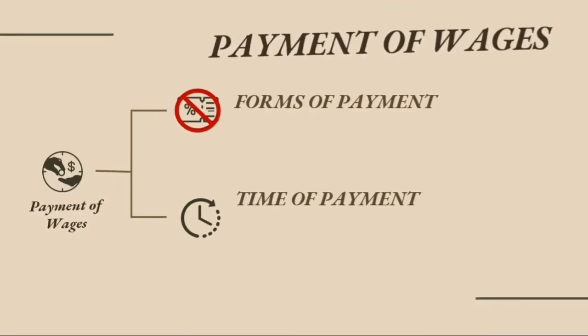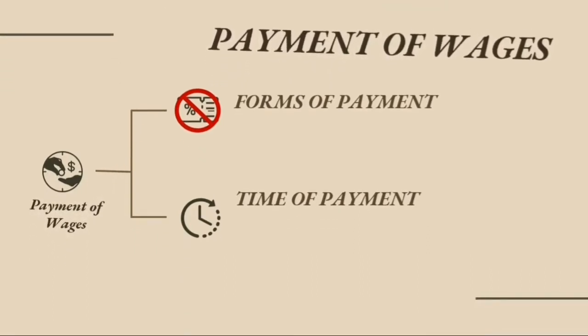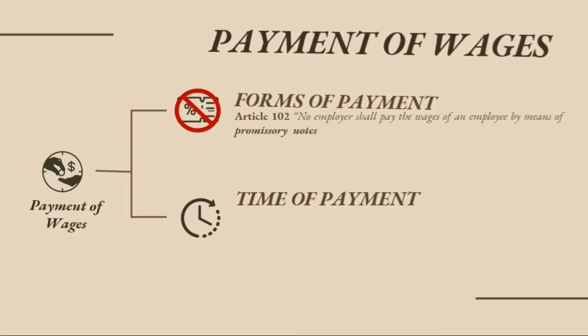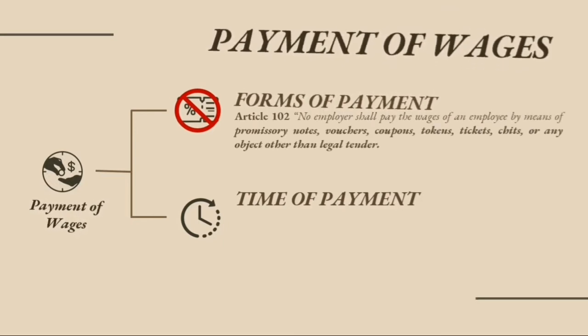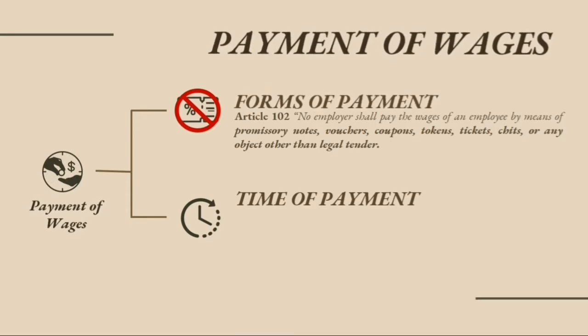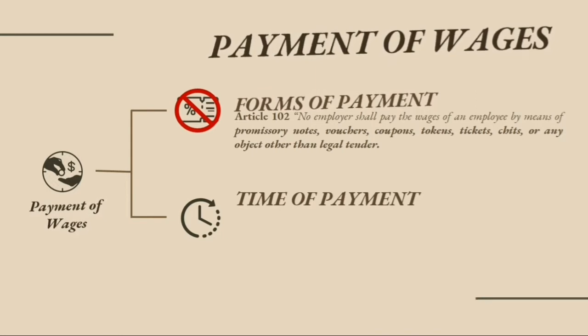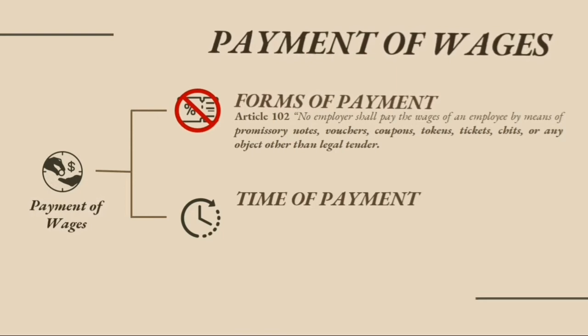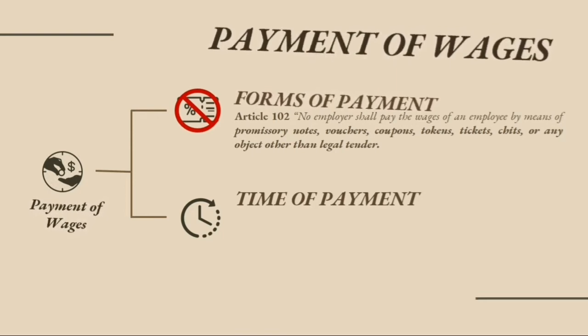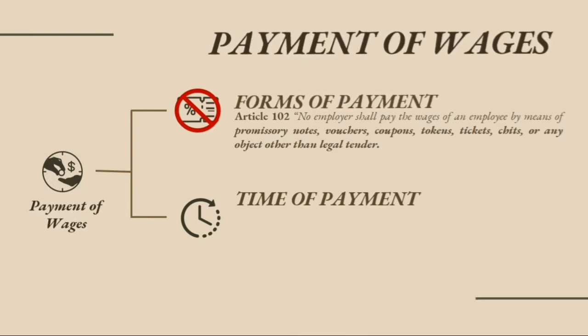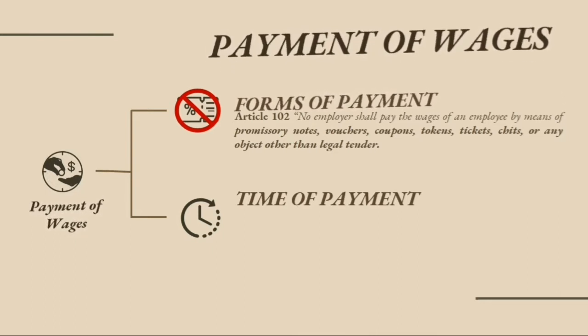Now we have the payment of wages. So, as to the forms of payment, Article 102 provides that no employer shall pay the wages of an employee by means of promissory notes, vouchers, coupons, tokens, tickets, chits, or any other object than legal tender. That the salary can be paid only through checks or money orders. But of course, there are already banks or facilities that facilitate encashments.